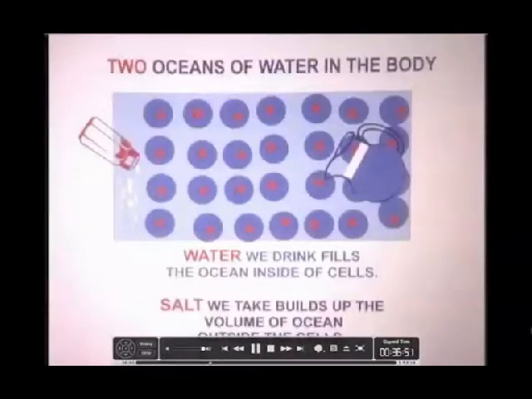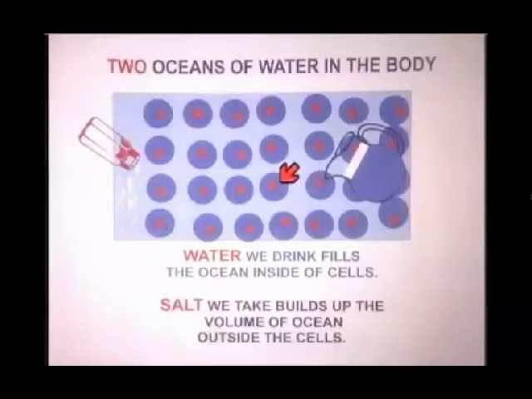There is one ocean of water inside the cells of the body, and then there is an ocean outside of the cells of the body. The water that we drink goes directly, replenishes the ocean inside. The salt that we take maintains some of the water outside of the cells and balances these two oceans. These two oceans have to be in balance at all times.